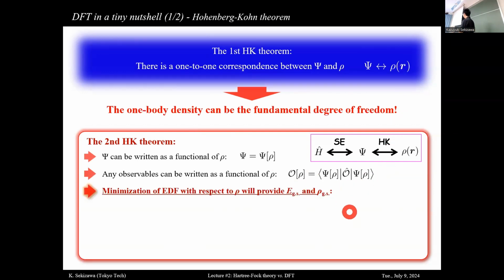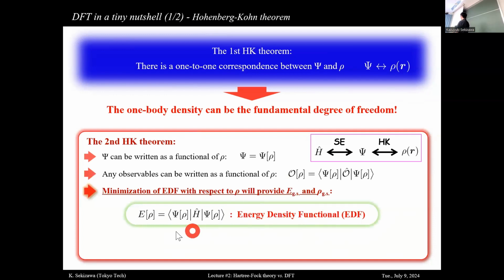Now, the energy expectation value can be given as a functional of the one-body density, and we call this object the energy density functional, EDF. And by taking the variation with respect to the one-body density, it in principle provides the ground state energy and ground state density through the variational principle.